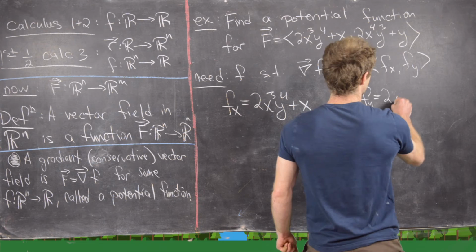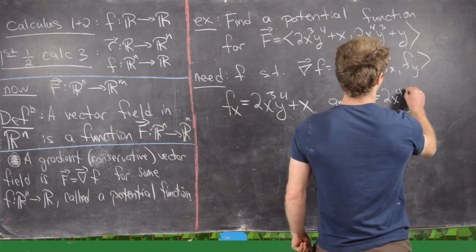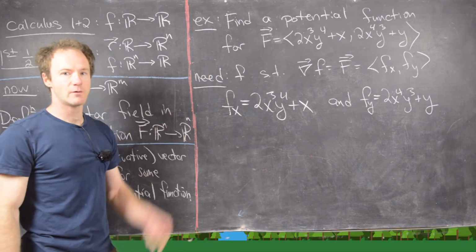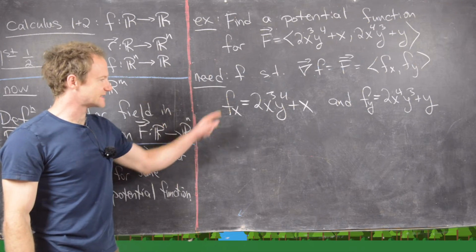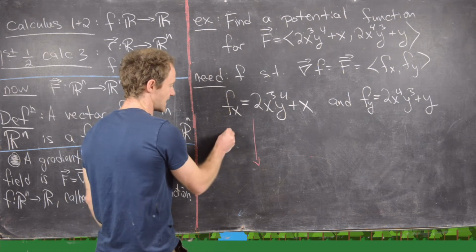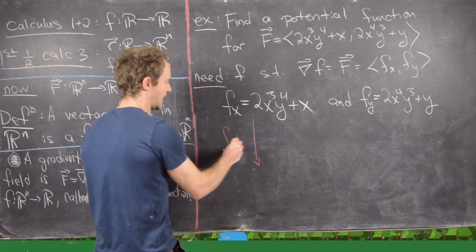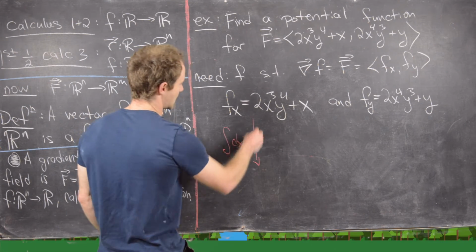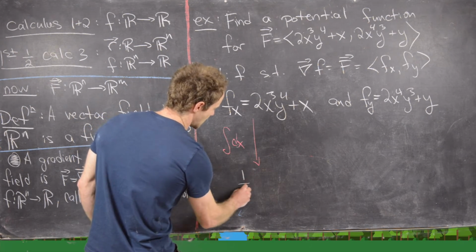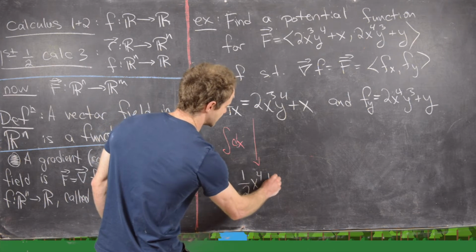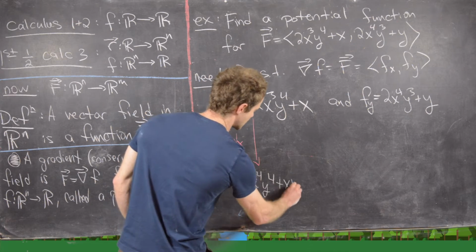So that's 2x to the fourth y cubed plus y. Okay, so now what we want to do is take the antiderivative of this with respect to x. So I'll write that in the following way. Antiderivative with respect to x, so that's going to give us the following. Notice that will give us 1/2 x to the fourth y to the fourth plus xy.